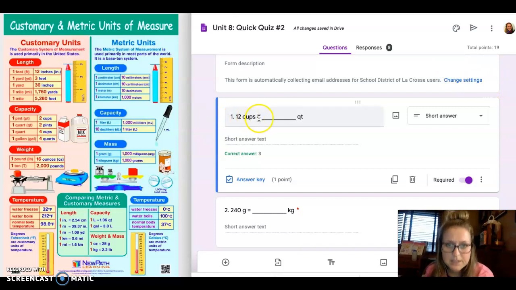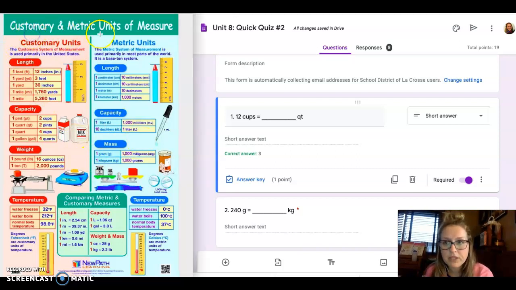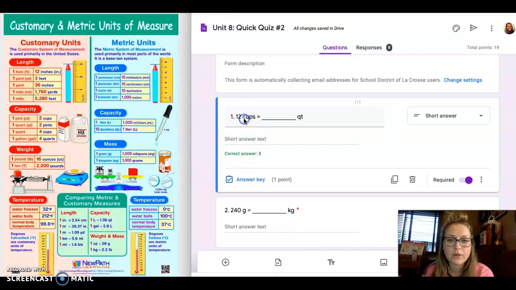So 12 cups equals how many quarts? And it's okay to have your conversion fan. It's okay to have something like this. If you want, I can even share this. This picture over here says customary and metric units of measure. So what I would do, I would go, okay, 12 cups equals how many quarts?